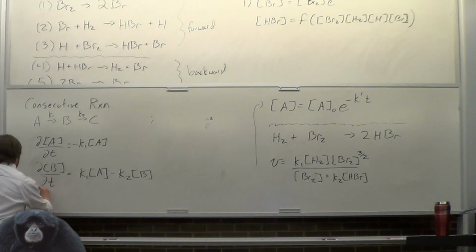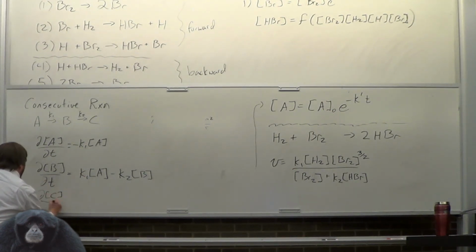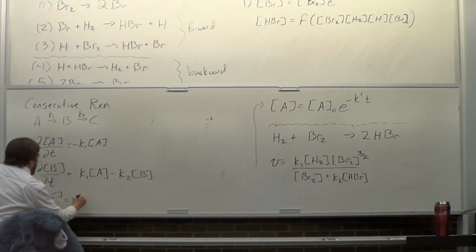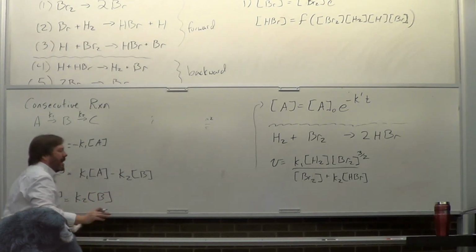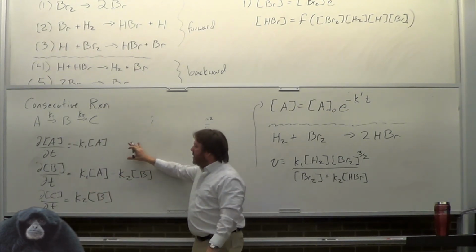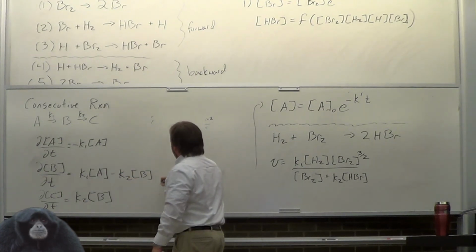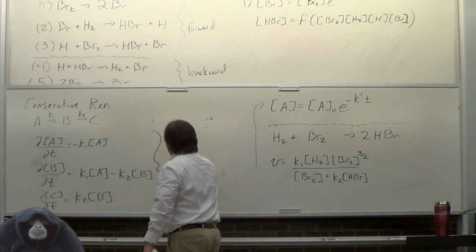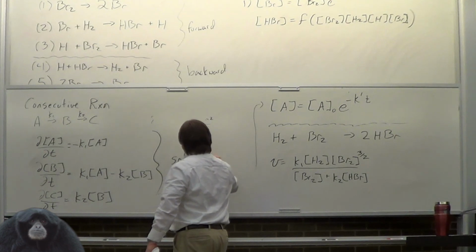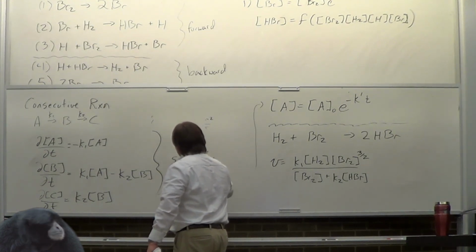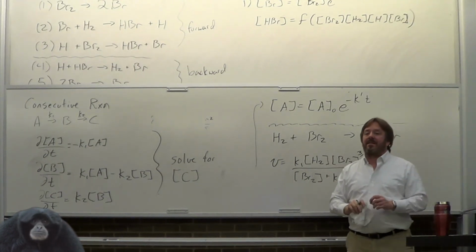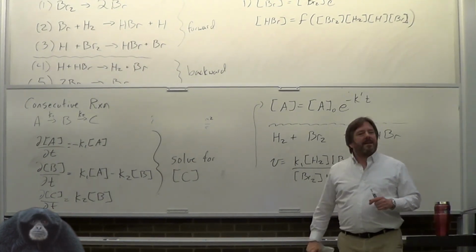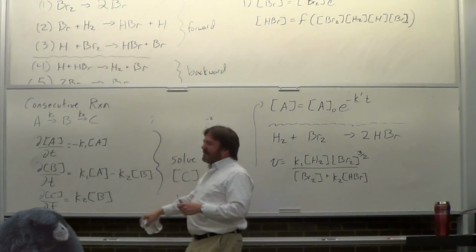And then the rate of change of C is then of course K2 B. And then the last thing you do is you take all this mess and you solve for C. I will show you how to do that next time in this example, and that's basically the end of the semester. This is the idea.